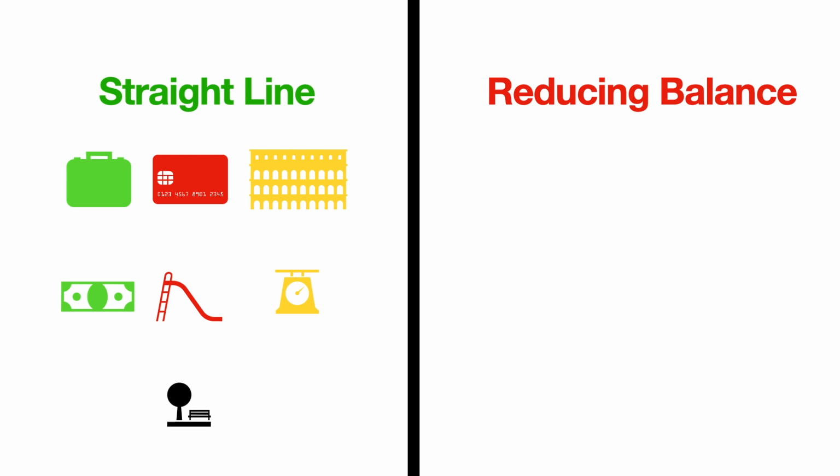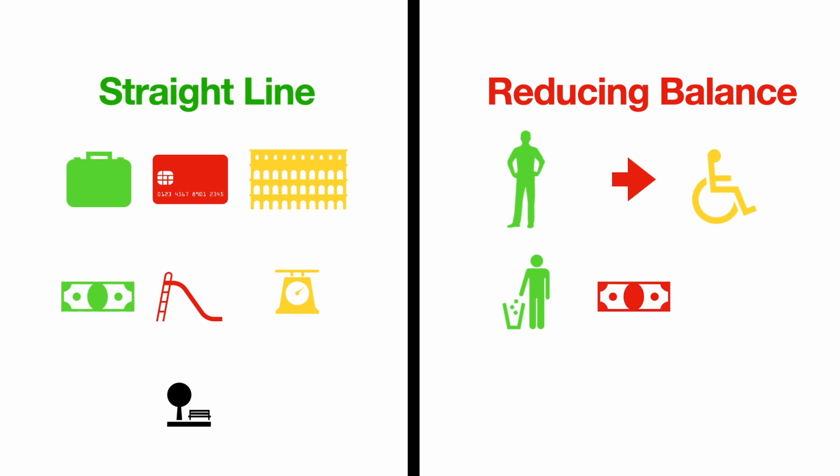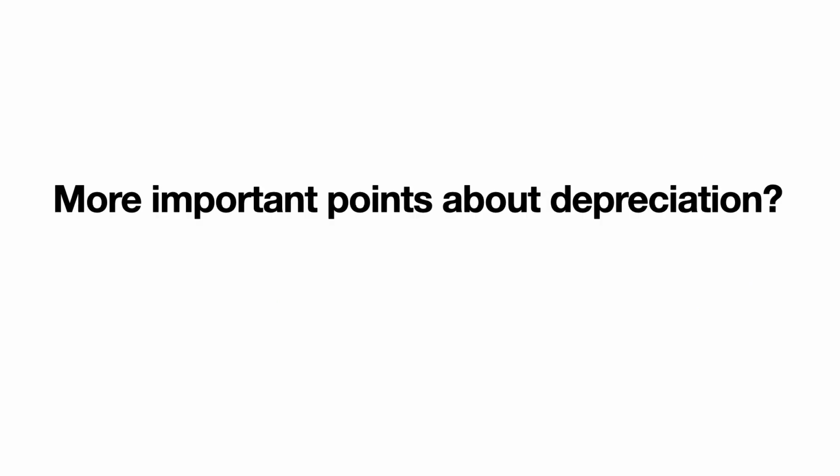Number two, reducing balance method. You use reducing balance method when the asset earning power will diminish as the asset gets older, or when the asset loses more of its value in the early years of its life. So you have to use the reducing balance method. The example is computer.